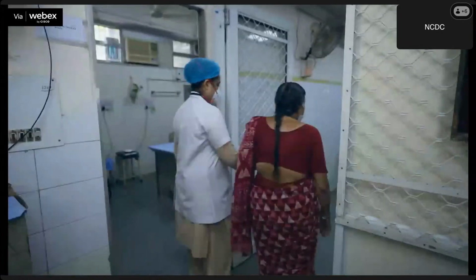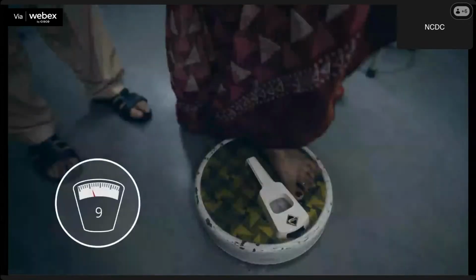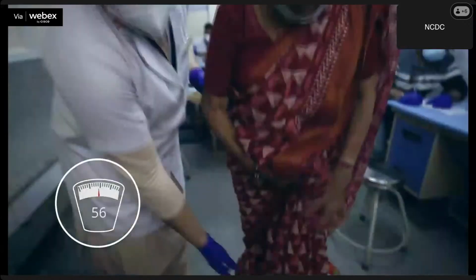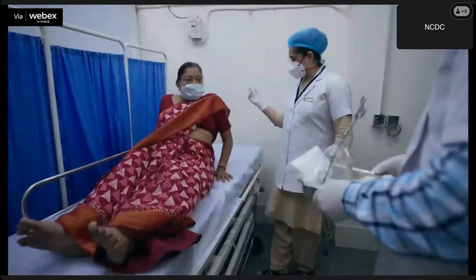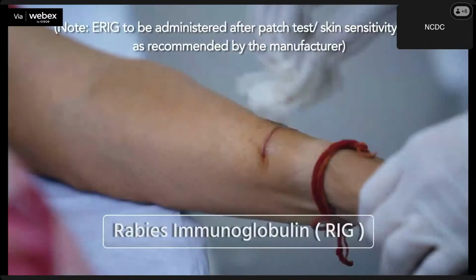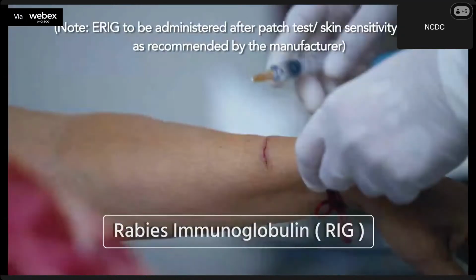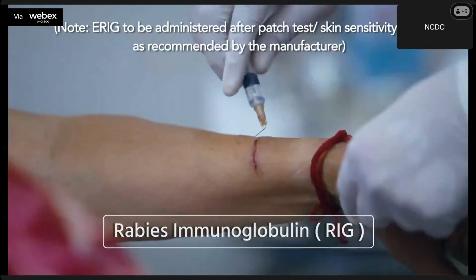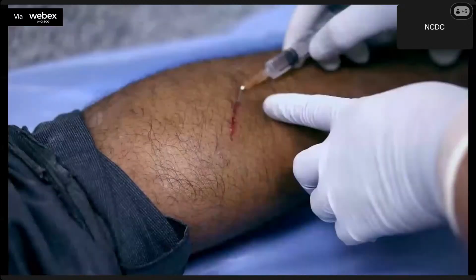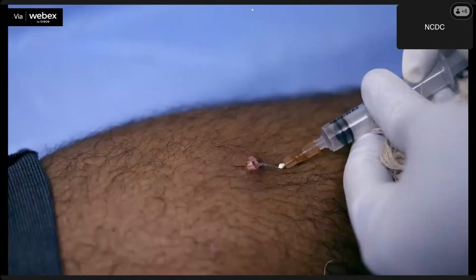After washing the wound, the nurse takes her to check her body weight. After calculating her body weight, the nurse carefully infiltrates rabies immunoglobulin or RIG into the depth of the wound and around the wound as much as anatomically possible. Evidence suggests that injecting the remaining RIG volume intramuscularly at a distance from the wound provides little or no additional protection against rabies as compared with infiltration of the wounds alone.